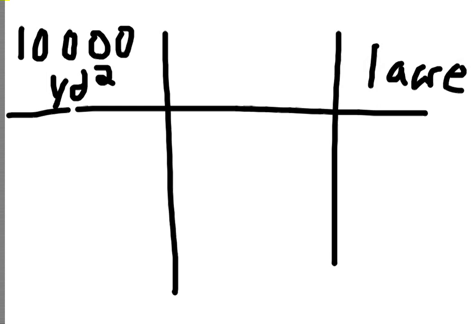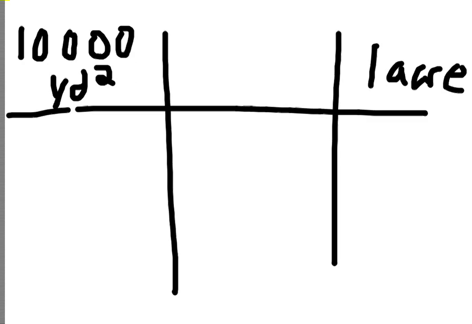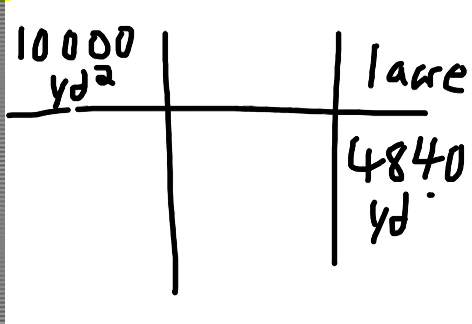Okay, so let's pull up our chart. Right here in the chart, we have a direct conversion: 4,840 square yards in an acre. So we're going to put 4,840 on the bottom. Square yards, that's what we want to cancel. We put 1 acre on top. The square yards will cancel. So it's ultimately 10,000 divided by 4,840.